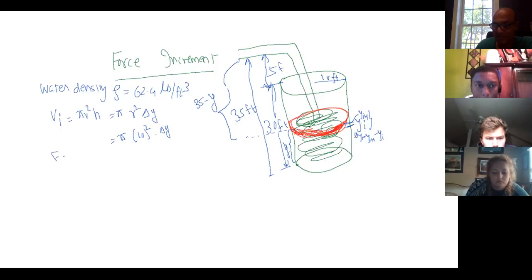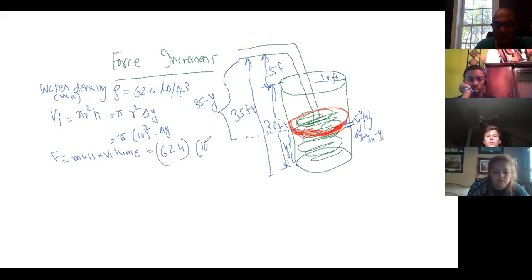Now I'm just working on this cross-sectional portion, guys. F is equal to mass times volume, this cross-sectional volume. Please keep this in mind. The mass is nothing but your density of the water. This is actually your mass. So the density is given to you, that is equal to 62.4 lb per feet cube, times the volume, which is 10 squared is 100 pi, and delta y. 100 pi and delta y. That is my F.